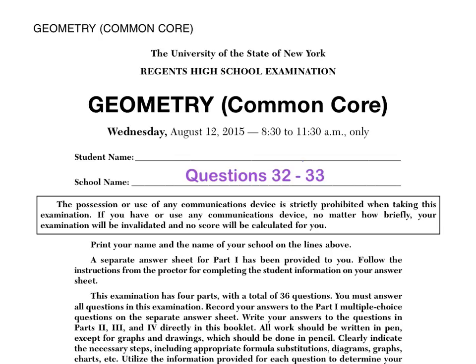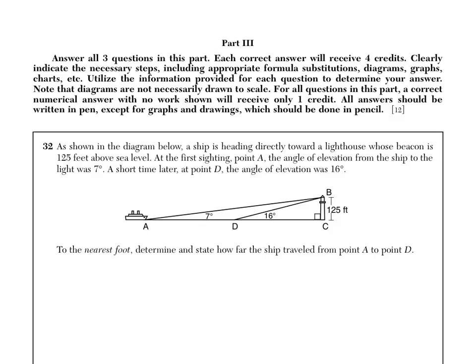This video will cover the Geometry Common Core exam from August 2015, questions 32 through 33. Number 32 is the first 4-point question that you'll see, which means that there's typically 4 things that you have to show in order to receive full credit. 32 is a lengthy question, so we're just going to read and mark up the diagram if it's not already done so.